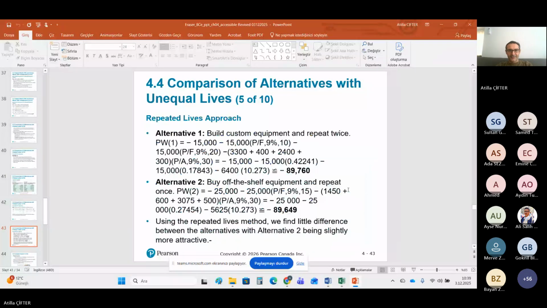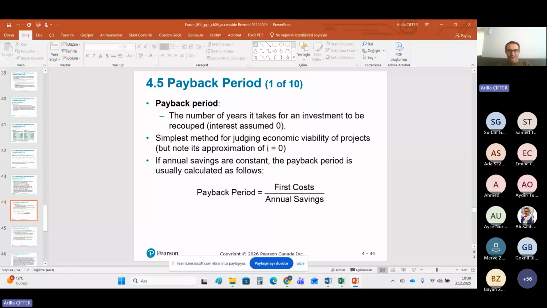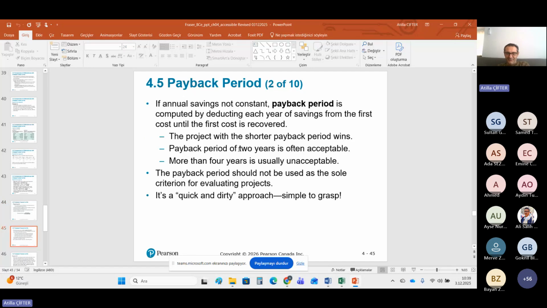I want to come to the payback period because I want to ask a question in the quiz. The payback period is the number of years it takes to cover an investment. How can you calculate it? Your first cost divided by the annual saving will give you the payback period. Of course, here we don't have inflation. We will also see the inflation adjusted version.